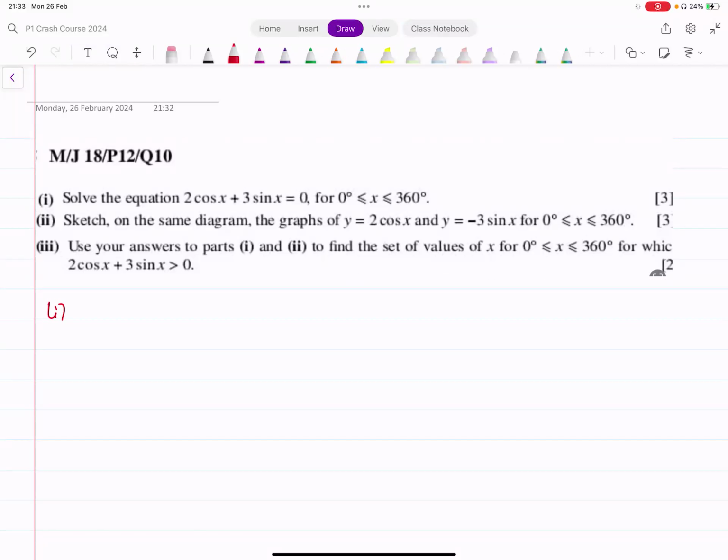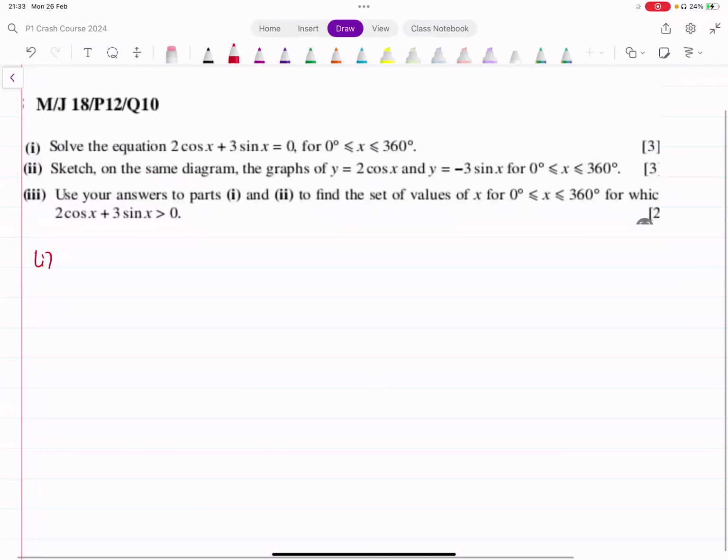Anna, which part, sir? Do you have a problem in this question? Second and third. Second and third? Okay. Let's try the second and third parts then directly. First part is pretty straightforward. It will convert to tan and then you can solve that. Okay, second and third parts.